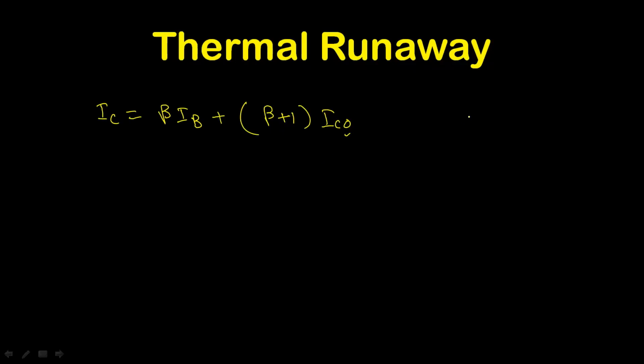So the value of ICO increases 2 times for 10 degrees centigrade increase in temperature. And that enhanced value of ICO is multiplied by (beta plus 1) times, and ultimately the overall collector current value increases. And this enhanced collector current is flowing through the reverse bias collector junction, and you know that when more current is flowing, more heat is generated. That means the junction temperature will increase. That further enhances the value of leakage current.